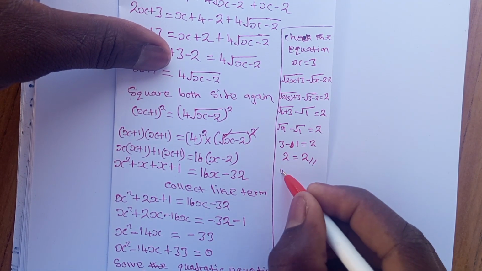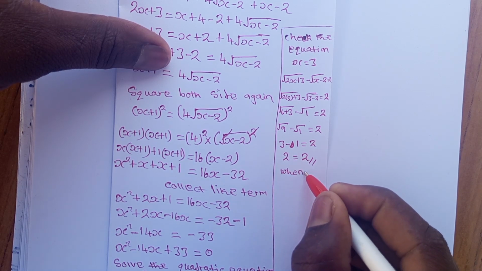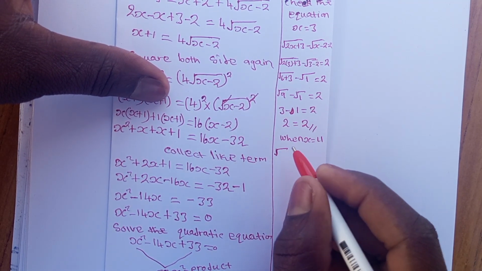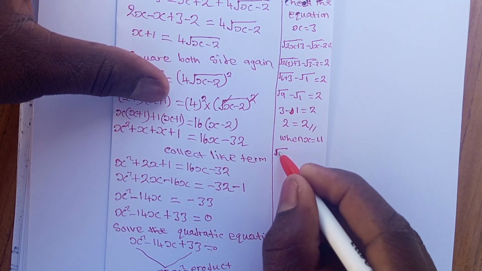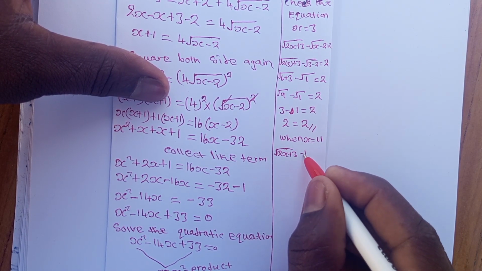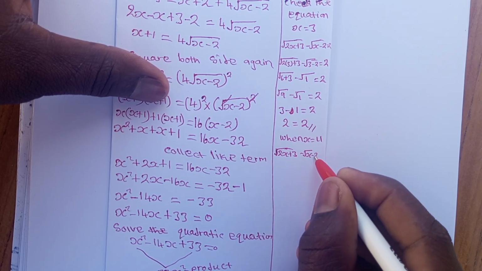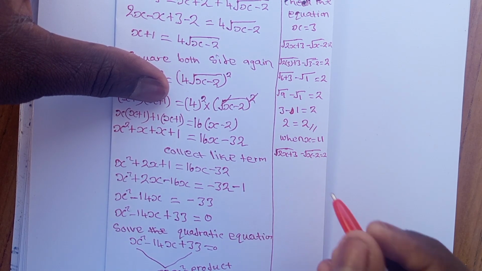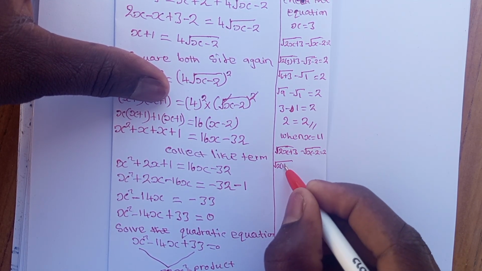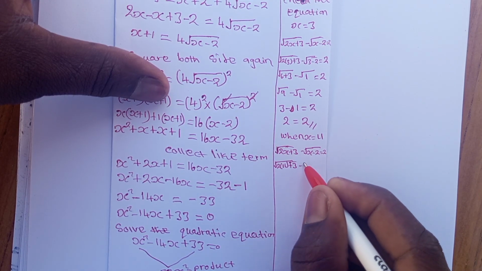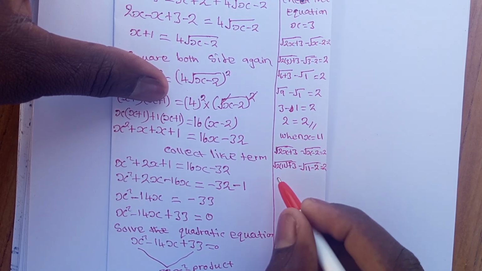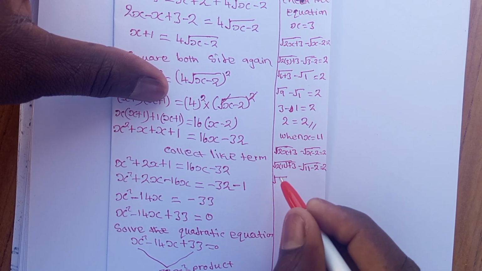Now let us check the second one. We see when x equals to 11. So we take the same root again. We say root 2x plus 3 minus root x minus 2 equals to 2. So substitute for the value for 11. X is 11, root 2 times 11 plus 3 minus root 11 minus 2 equals to 2. So continue. Plus times plus is plus.